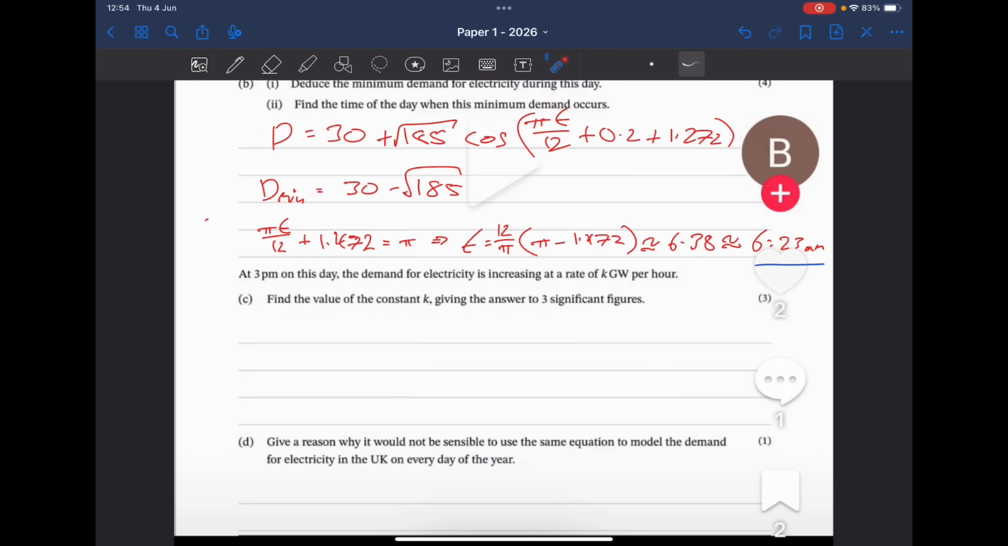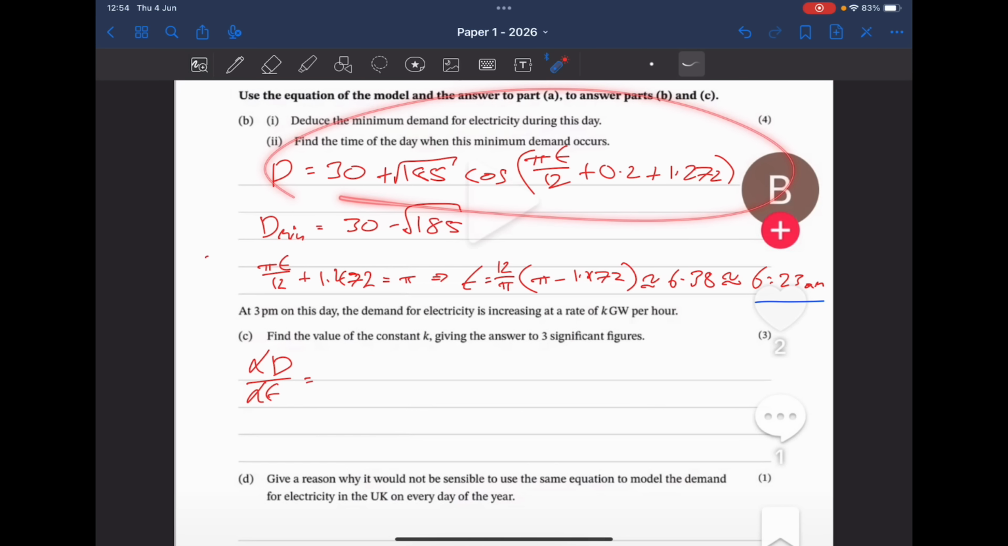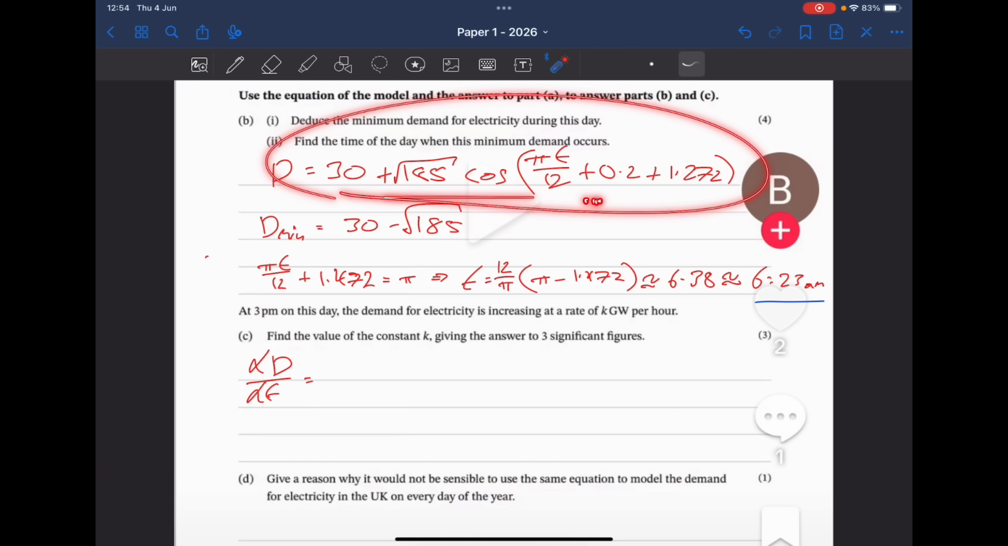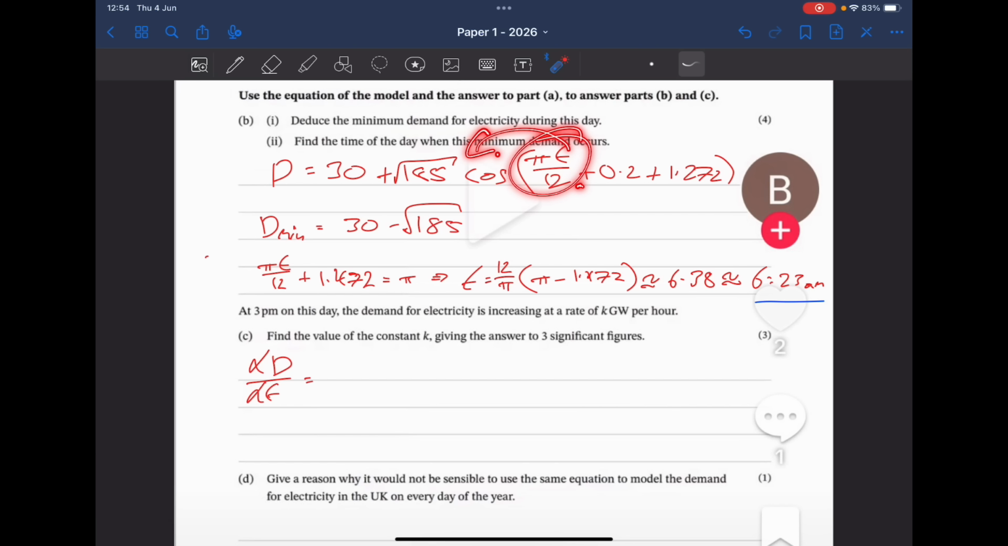All right, hello again. Another little silly mistake on this one. So they want the rate of increase, like how much per hour is it increasing by, at 3 p.m. So we need to find dD/dt, differentiating the thing that we got given up here. As we do that, what's going to happen? The 30 is going to go away. In here, this is going to end up timesing out the front, but not with the t. So we're going to have that it's equal to root 185 times pi on 12.